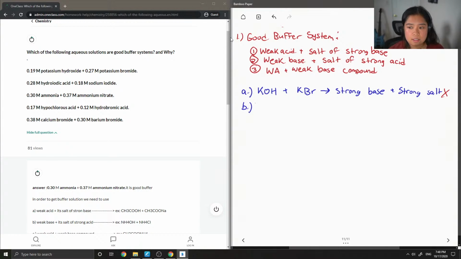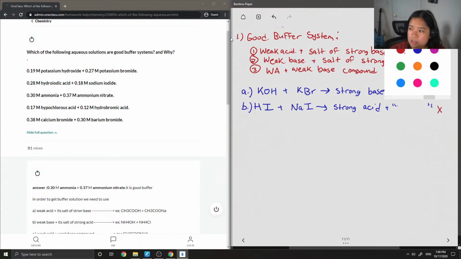So let's look at hydroiodic acid plus sodium iodide. The hydroiodic acid is an example of a strong acid. But again, the sodium iodide is an example of something that would also give off strong salts. So we can't use that as a buffer either.